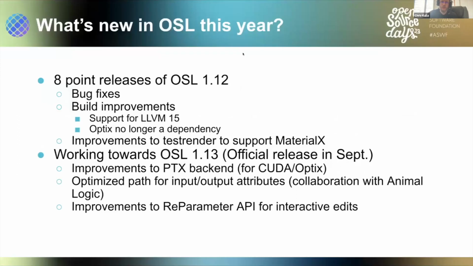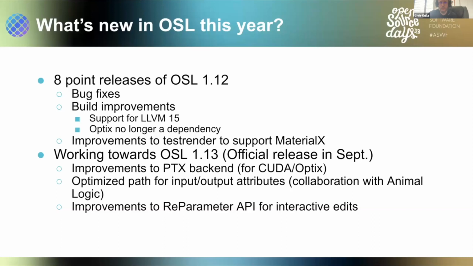So what's new in OSL this year? We did a total of 8 point releases for OSL 1.12, which is our current stable version. It includes a bunch of bug fixes, of course, and a number of build improvements. So we added support for LLVM 15. OptiX is no longer a dependency for the CUDA backend. That gives you a little bit more flexibility, and it simplifies the build process.